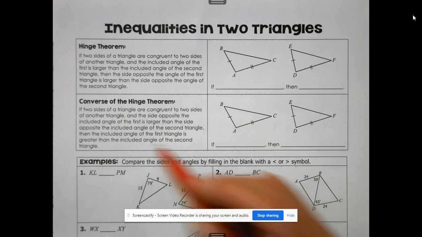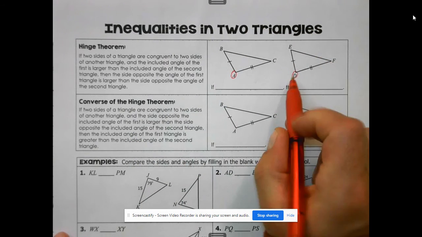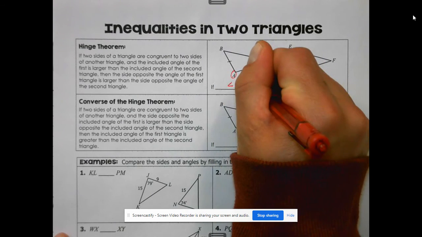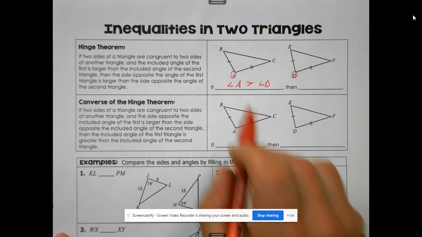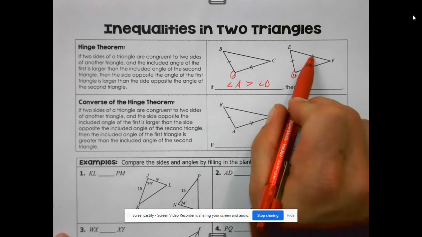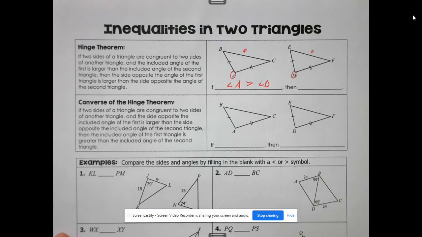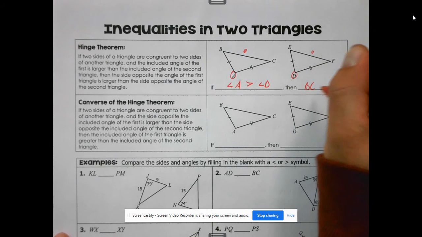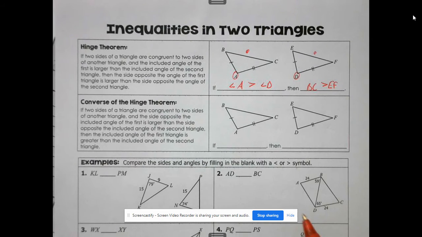All right, in other words, this. If this guy is bigger than this guy, so if angle A is greater than angle D, then I know the side opposite is also going to be larger. So this guy right here is going to be bigger than that guy right there because angle A is bigger than angle D. So I can say that BC is going to be greater than EF.